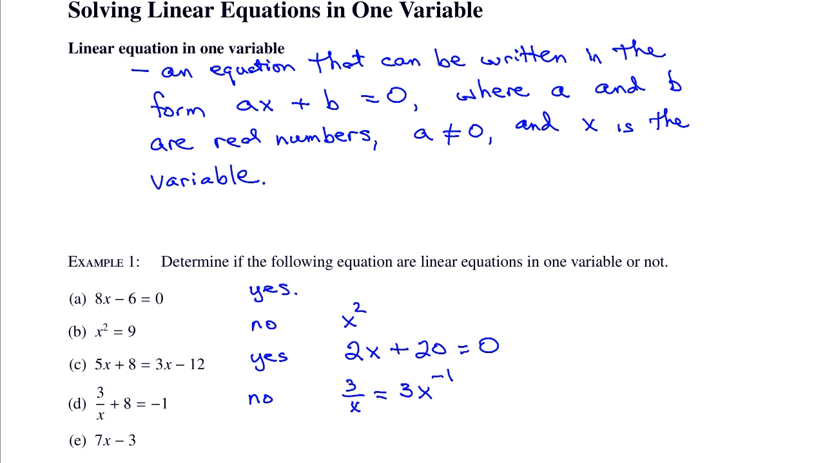And then lastly, part E, 7x minus 3. This is not a linear equation. It's not an equation at all. It doesn't have an equal sign, so it's not a linear equation.